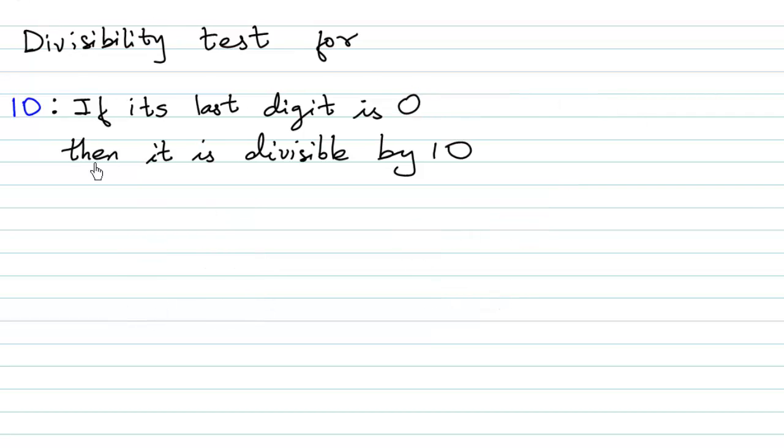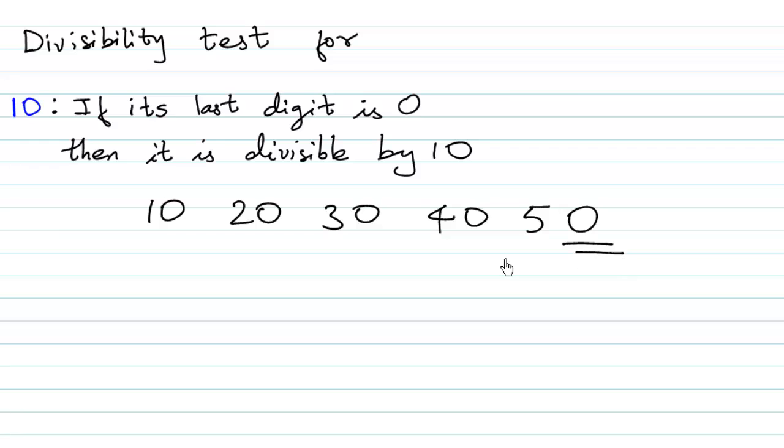Then we have the divisibility test for 10. If the last digit is 0, then and only then is that number divisible by 10, because we know the table of 10 is 10, 20, 30, 40, 50. So the last digit is always 0. If a number has a last digit of 0, then that number is always divisible by 10.